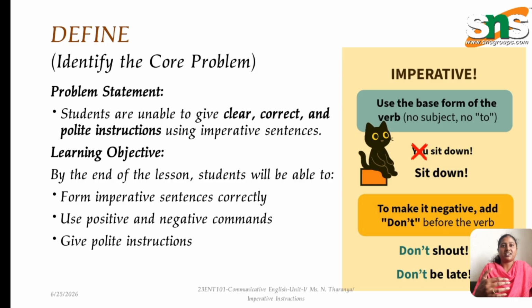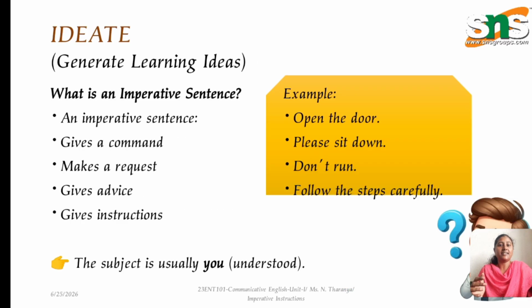So, the next one is define. Now, let's define the problem. Many students are unable to give clear, correct and polite instructions using imperative sentences. Our learning objectives are to form imperative sentences correctly, to use positive and negative commands, and to give polite instructions. By the end of this lesson, students should be able to communicate instructions confidently in both academic and real life situations. So, let us move on to what is an imperative sentence.